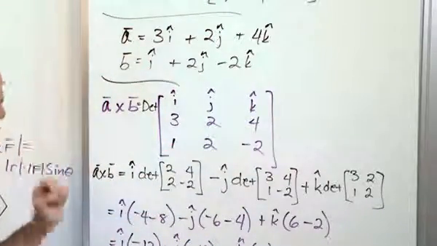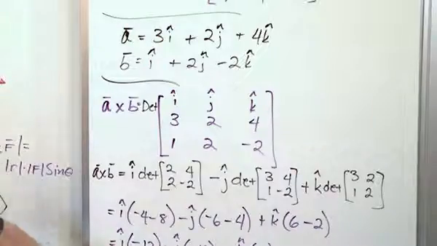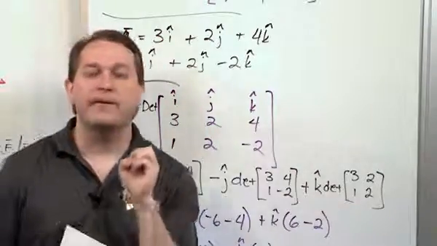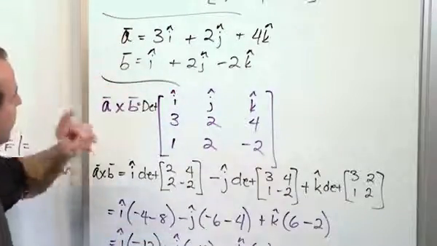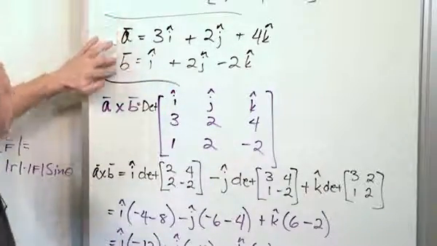One thing to keep in mind: the vector we get is this, and we know from the definition of the cross product that this vector is perpendicular to the plane that's contained by this vector and this vector.